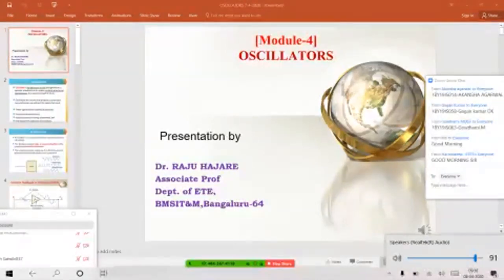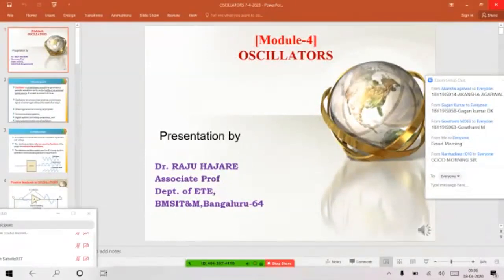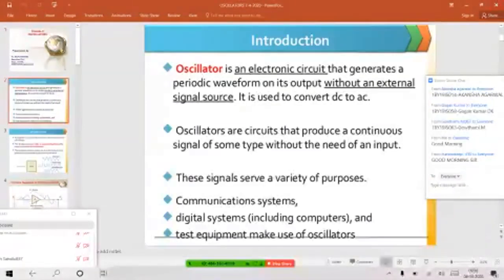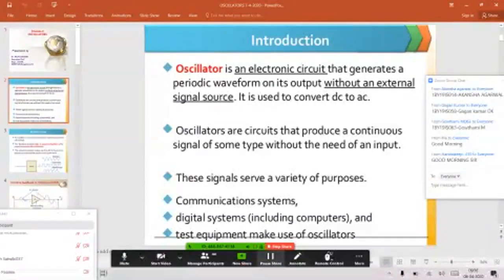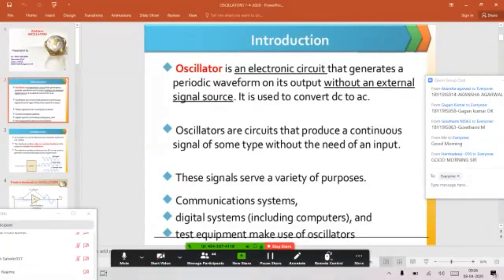Oscillators, when you say oscillators, hello, are you able to see? Yes.